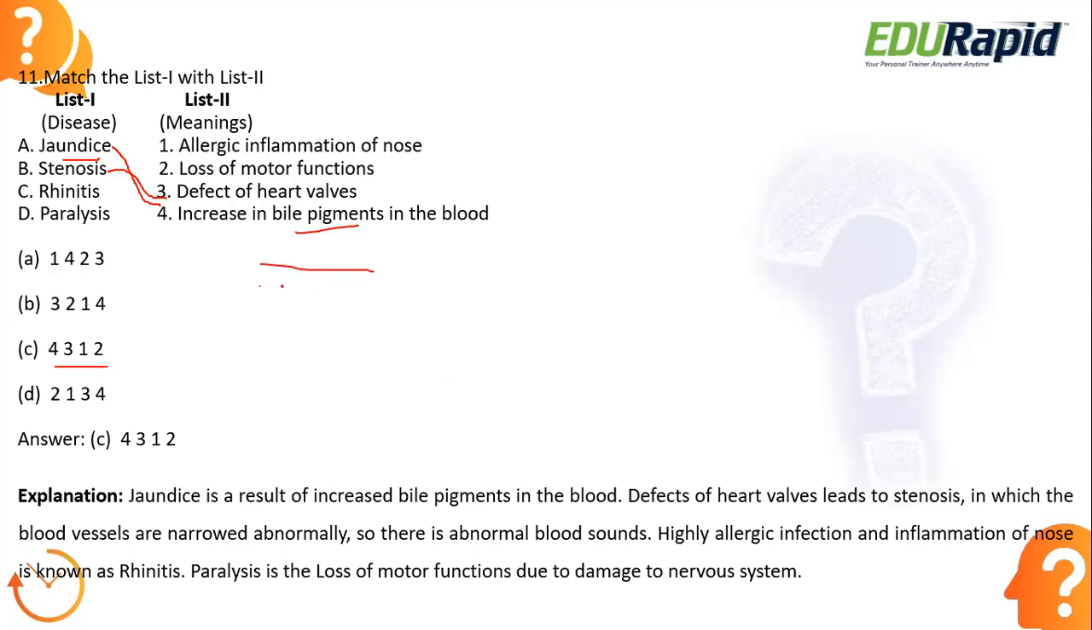Okay, it will start narrowing so that the blood supply to the different parts of our body will be affected in this condition. It cannot pump the blood, and that condition can be called stenosis.